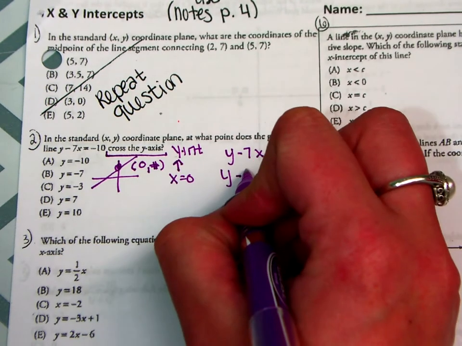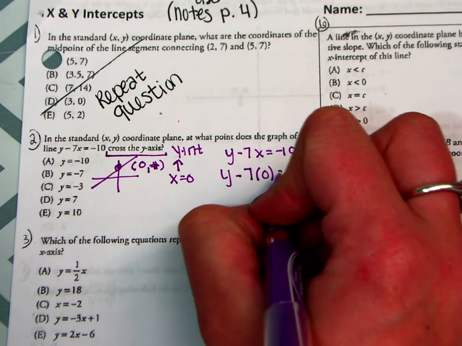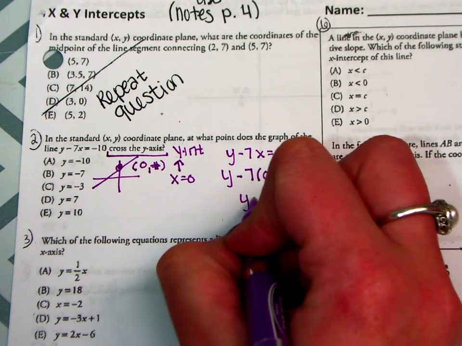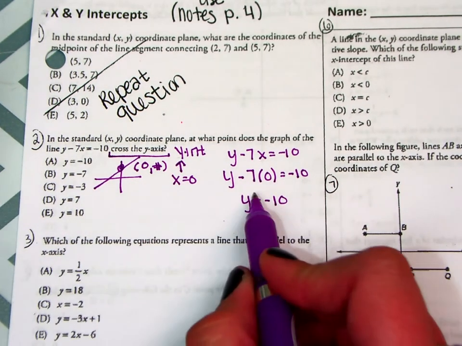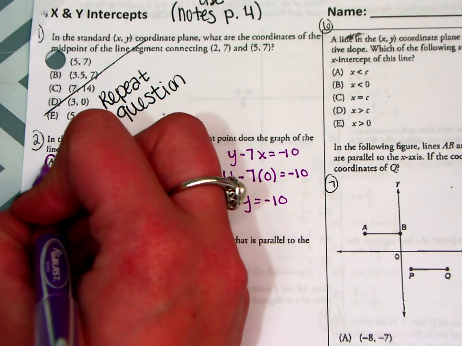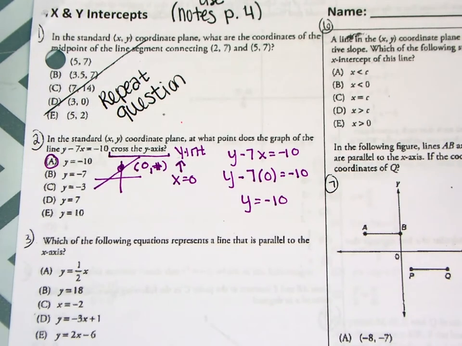So y minus 7 times 0 equals negative 10. Y equals negative 10. So this line will cross the y-axis at negative 10. Anytime you're dealing with intercepts, if you're solving for a y-intercept, you make x 0. If you're solving for an x-intercept, you make y 0.